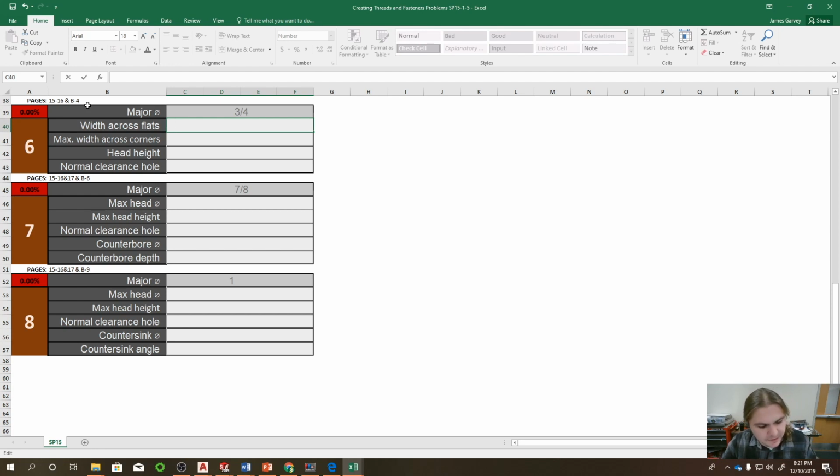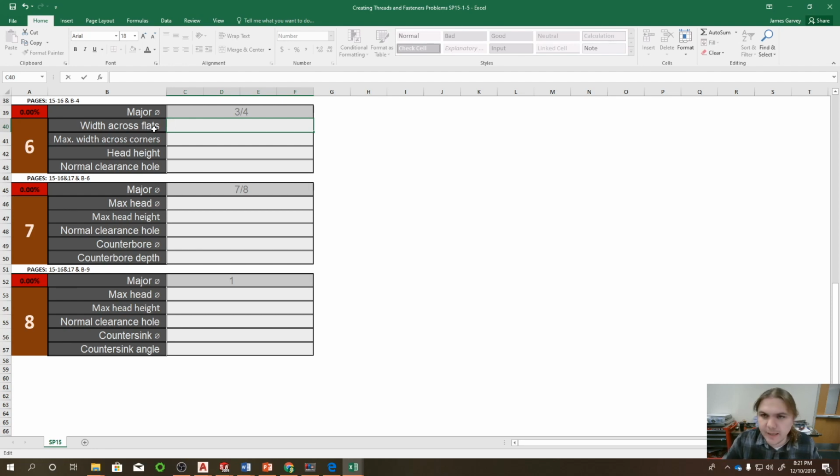So SP15-6, I have a hex bolt. They provide me the major diameter of the hex bolt, and now I need to know the width across the flats. So if I go to page, well, I don't need that yet.